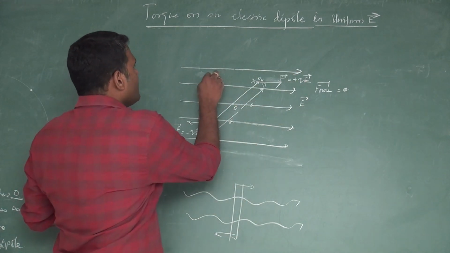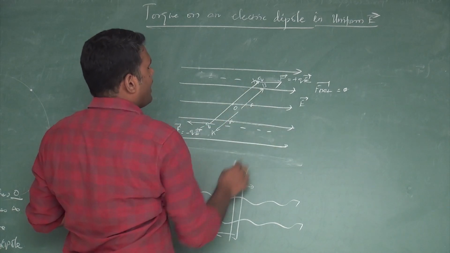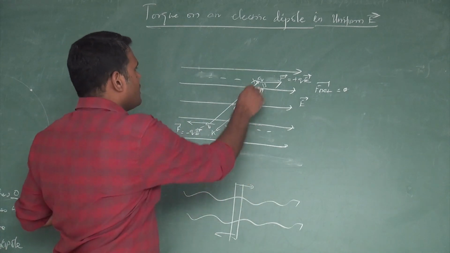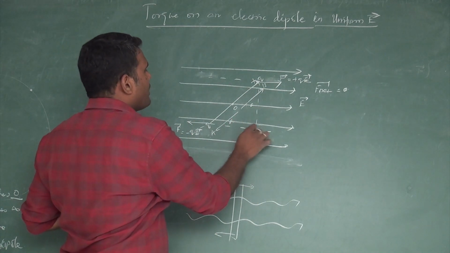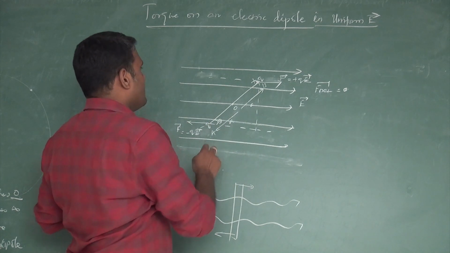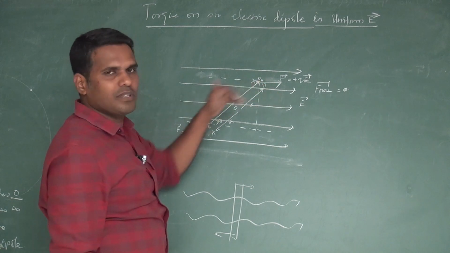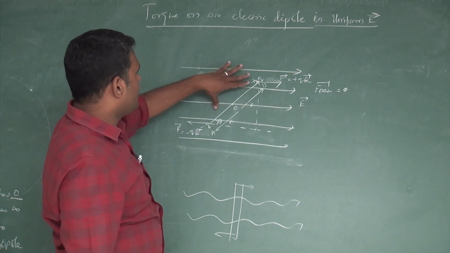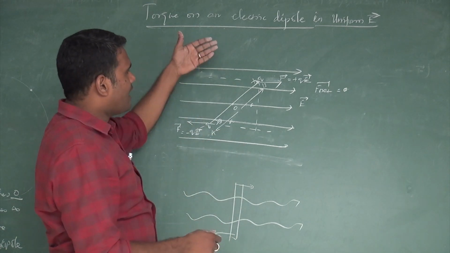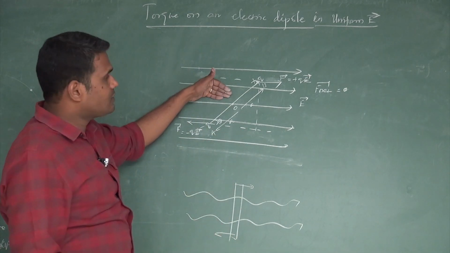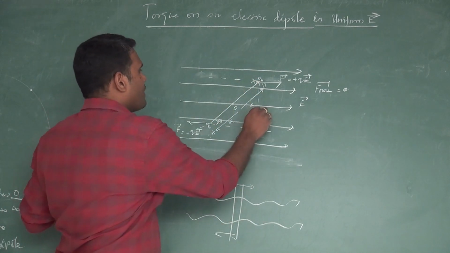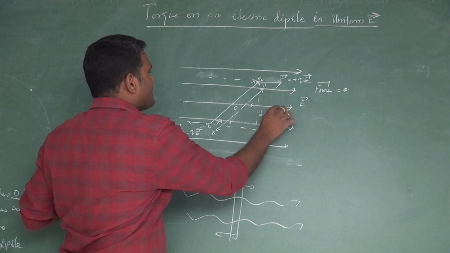But the forces are acting along different lines of action. So they are separated by a perpendicular distance. We can say here the dipole is making an angle theta with respect to the electric field, and the two forces are not acting along the same line. They are acting along different lines of action, kept separated by some distance. So the perpendicular distance of separation can be represented as 2a sin theta.